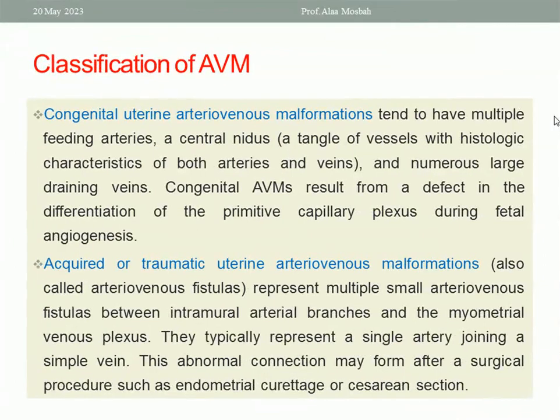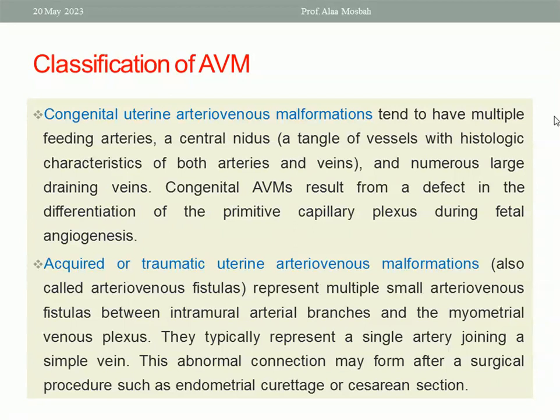So what about classification of arteriovenous malformation? It could be congenital or acquired. Congenital ones tend to have multiple feeding arteries, central nidus, and numerous large draining veins. The congenital arteriovenous malformations result from a defect in the differentiation of the primitive capillary plexus during fetal angiogenesis.